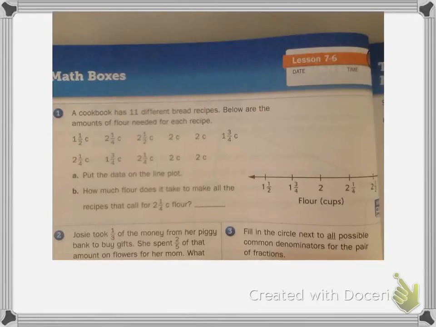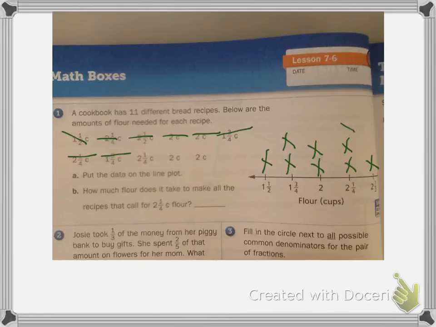Number 1 says, a cookbook has 11 different bread recipes. Below are the amounts of flour needed for each recipe. So the first part says put the data on the line. So 1 1/2, 2 1/4, 2 1/2, 2 cups, 2 cups, 1 3/4, 2 1/4, 1 3/4, 2 1/4, 2 cups, and 2 cups. So your line plot should look like this.